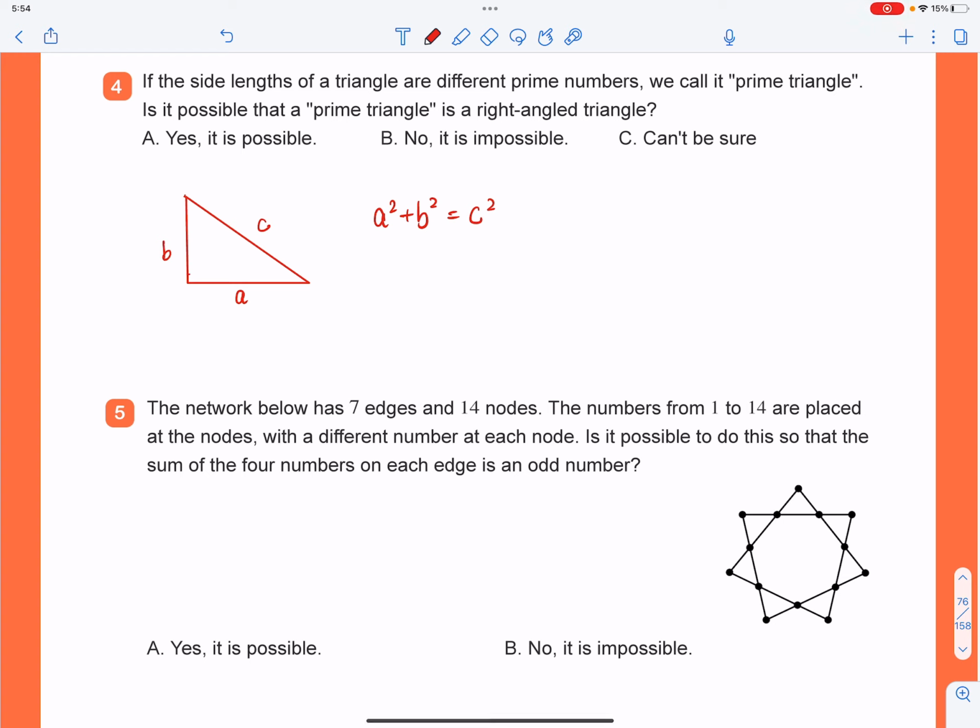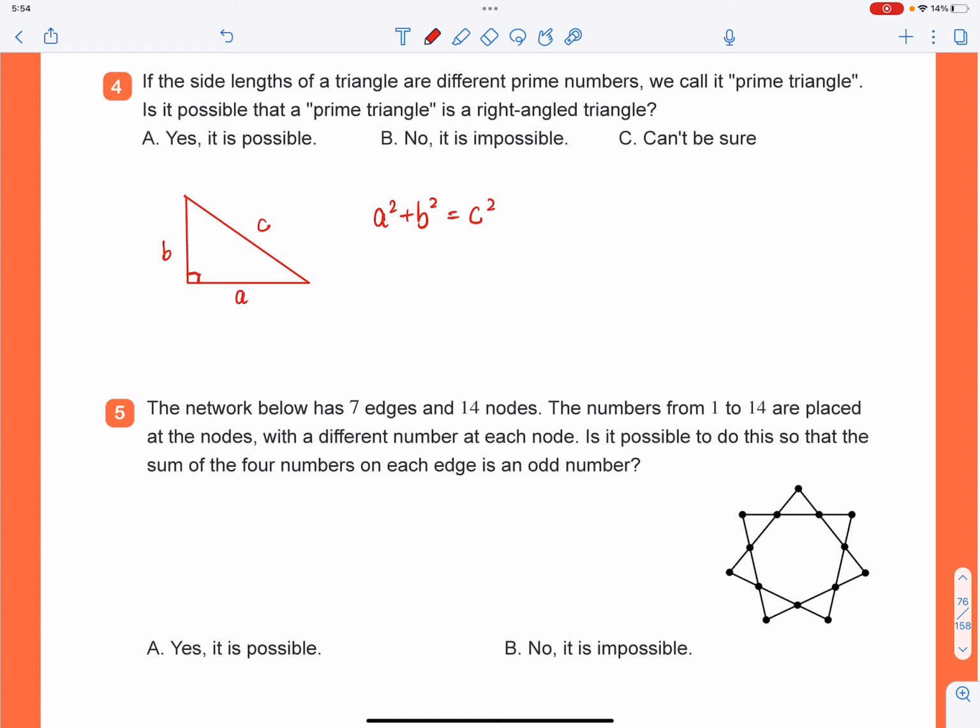So we learned the Pythagorean theorem. If you have a right angle triangle, the two shortest sides, if you square them and add them together, that equals the longest side squared, right? So we can get this formula here: A squared plus B squared equals C squared. And then you're going to choose prime numbers for the lengths of the three sides, and let's see if that is possible, right?